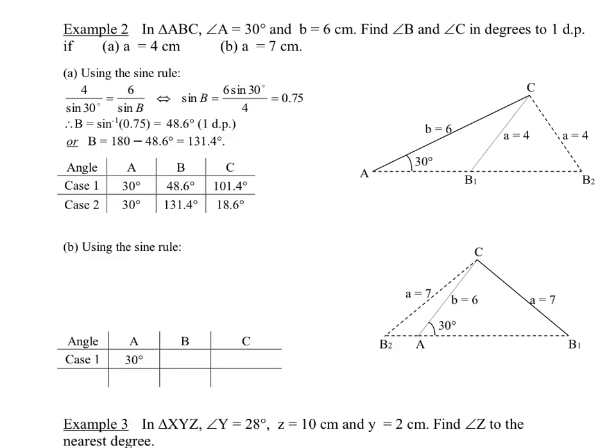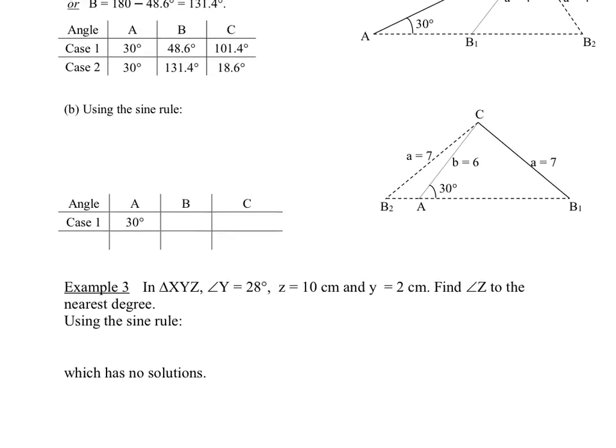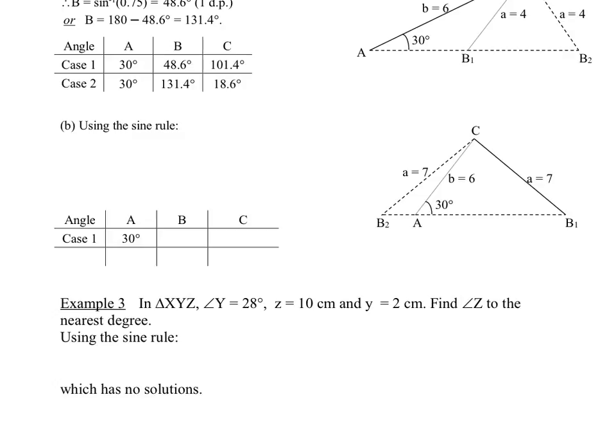However, in this second example, something else might well happen. We're asked to also consider what would happen if we had A equal to 7, so if this side here were 7 instead of just 4, like this example here. Again, we use the sine rule. We're going to set things up so that we have the sine rule just as it was before.